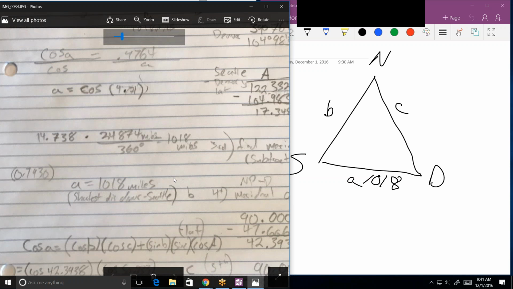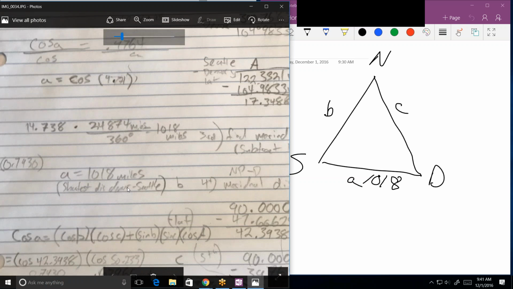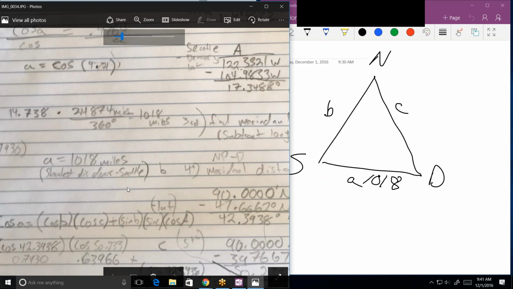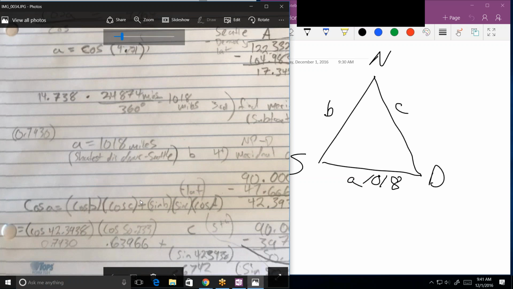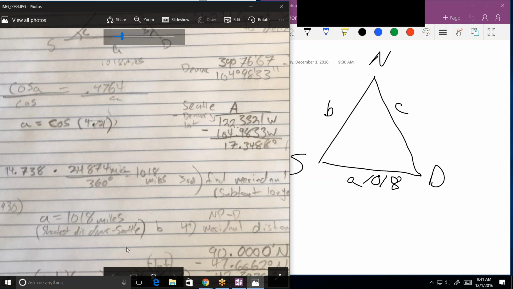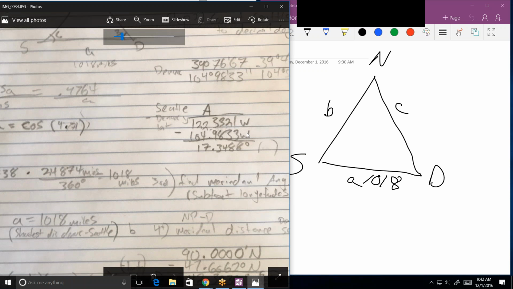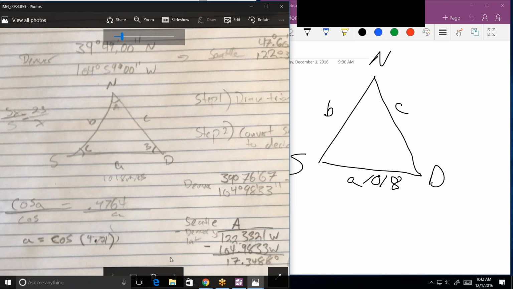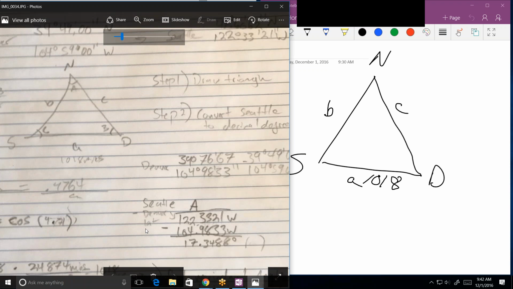So like for upper class A, I would be subtracting 122. I have to convert the longitudes and latitudes into decimal degrees before we can solve it. It looks like here we got Seattle minus Denver's latitude. Okay, so Seattle's latitude is 122.